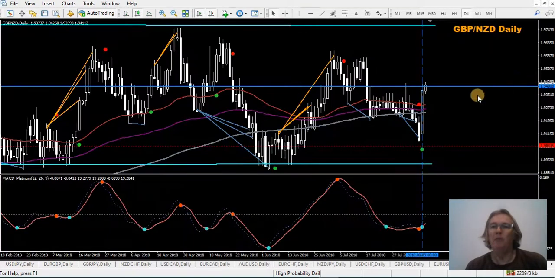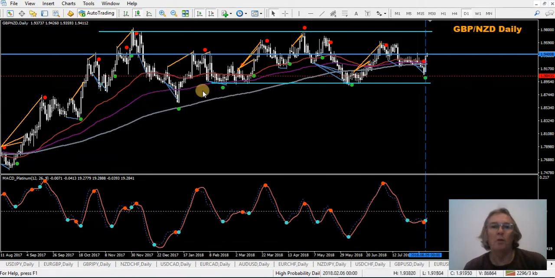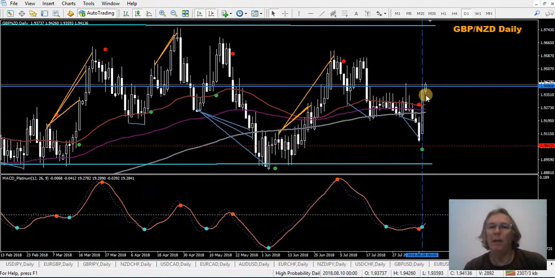And the pound New Zealand. I took a new buy on this morning. Stop's a long way down. I was going to place it below the bottom blue trend line, but that's just too far away. So basically, it's the buy here, stops in place.